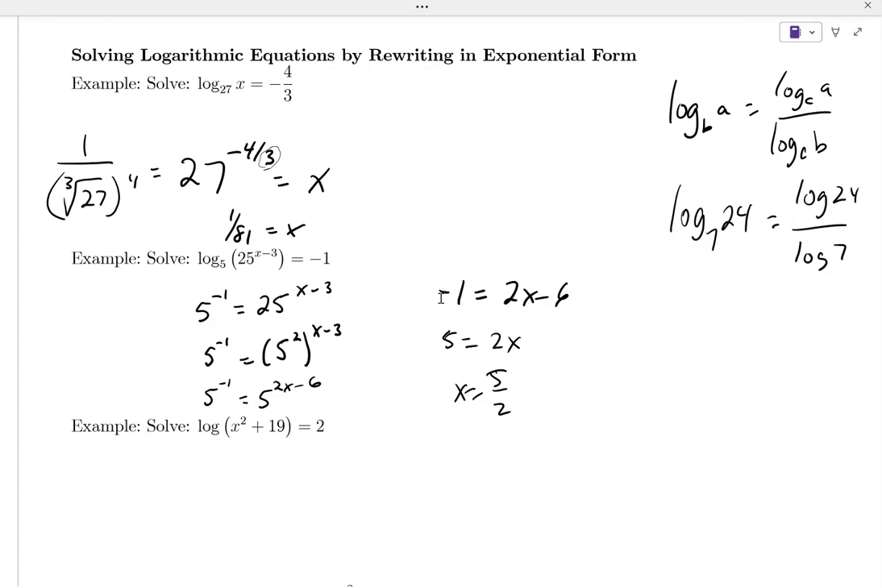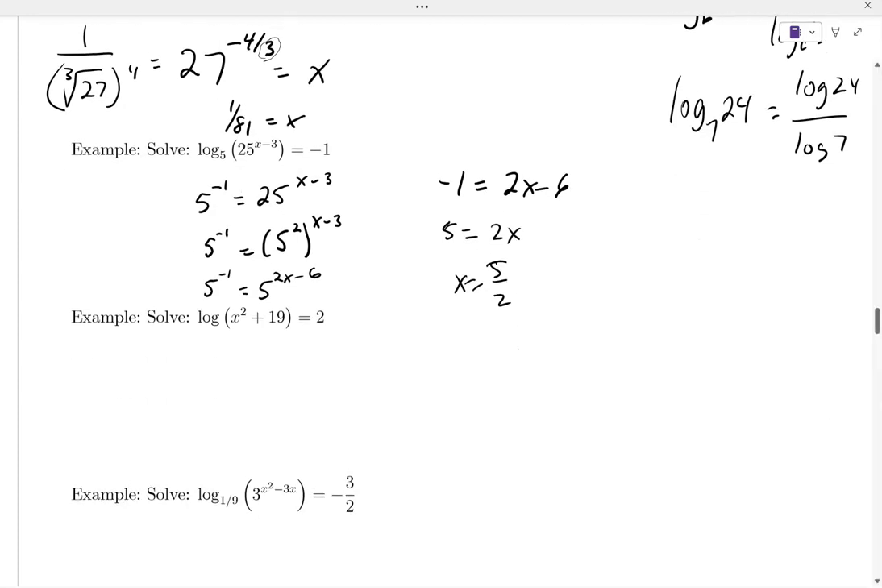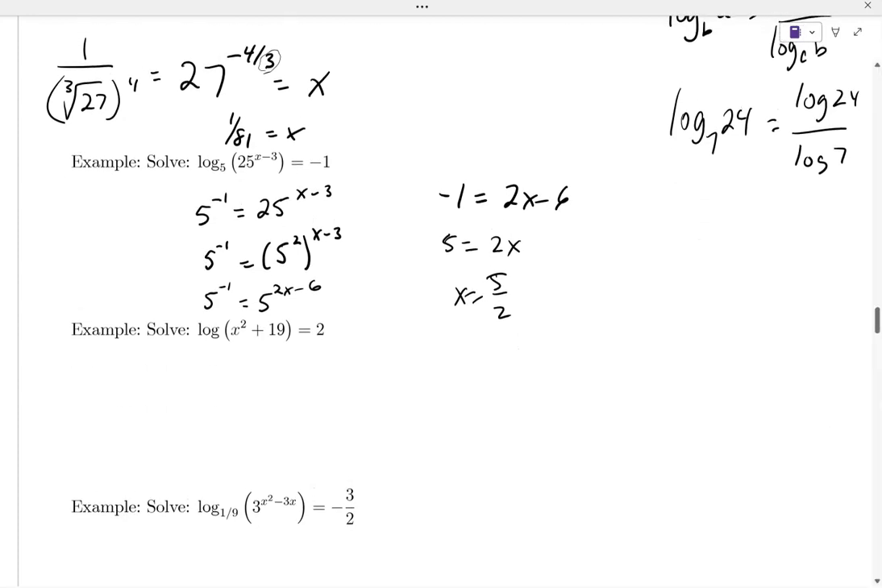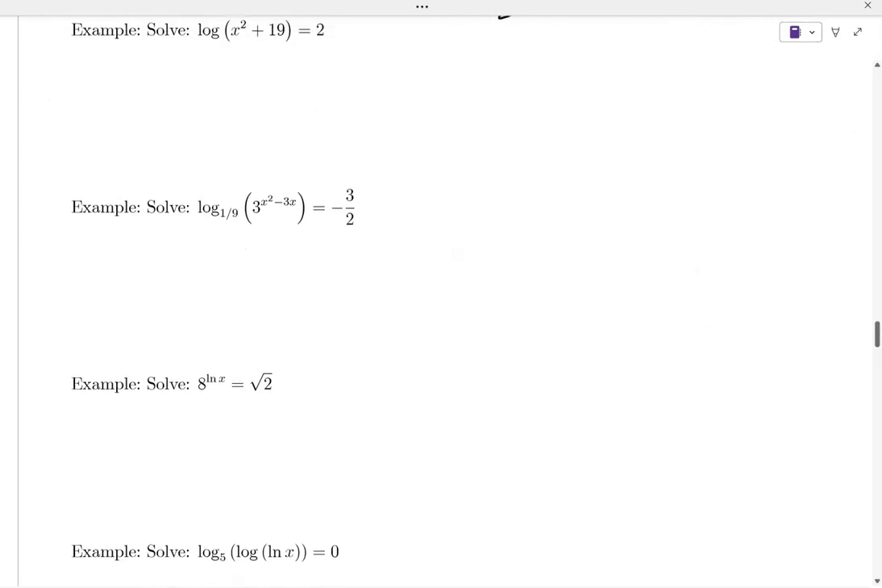That one okay? Let's do this next one here, and then I'll leave the other ones for practice because they'll be similar.